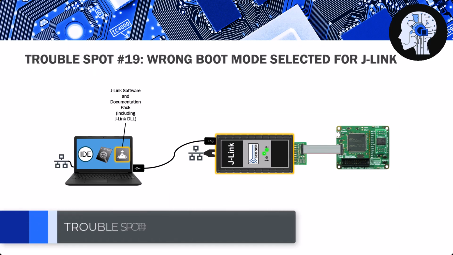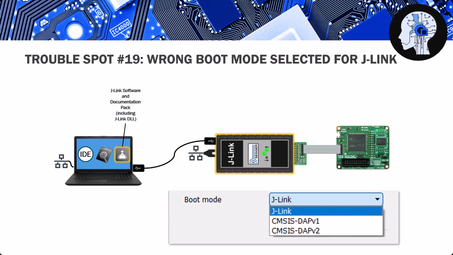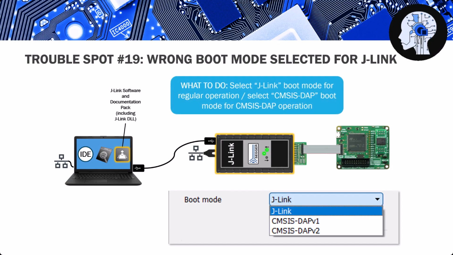Just like there are two different USB drivers, there are also two fundamentally different boot modes for J-Link, at least for newer versions. Via J-Link Configurator, you can select between using the SEGGER J-Link mode and one of several SimSys DAP modes. Select the J-Link boot mode for regular operation. This is also the default setting. Select one of the SimSys DAP boot modes if your IDE or debugger expects a SimSys DAP probe and does not have good native J-Link support.